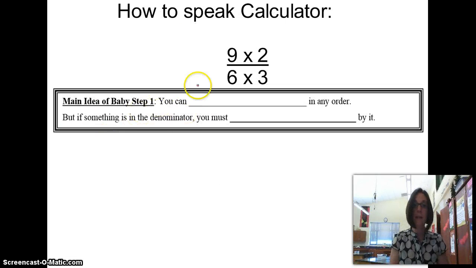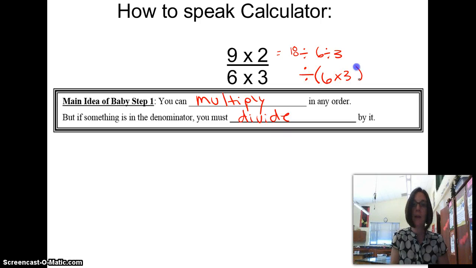So the main idea of this baby step here is that you can multiply in any order you want to. We could call this 9 times 2 or 2 times 9. Either way, it's going to give us the same number. But if something is down here in the denominator, we have to divide by it. We have to make sure to tell the calculator we are dividing by 6 and we are dividing by 3. Or we have to use order of operations, parentheses, and say we're doing divided by 6 times 3.